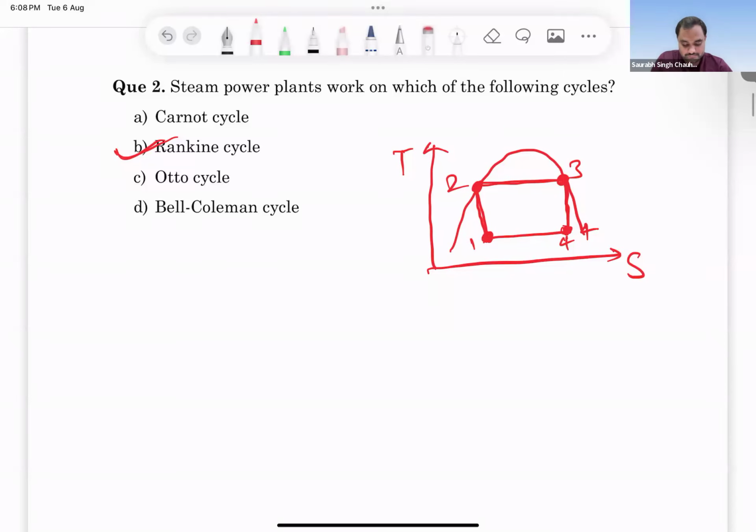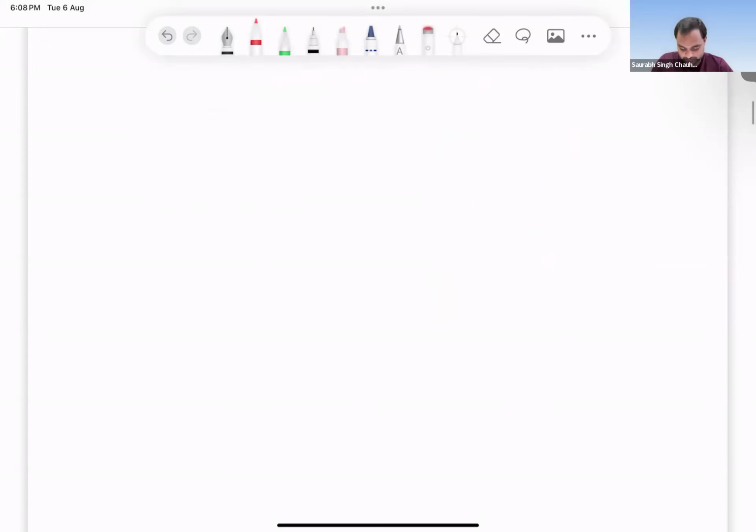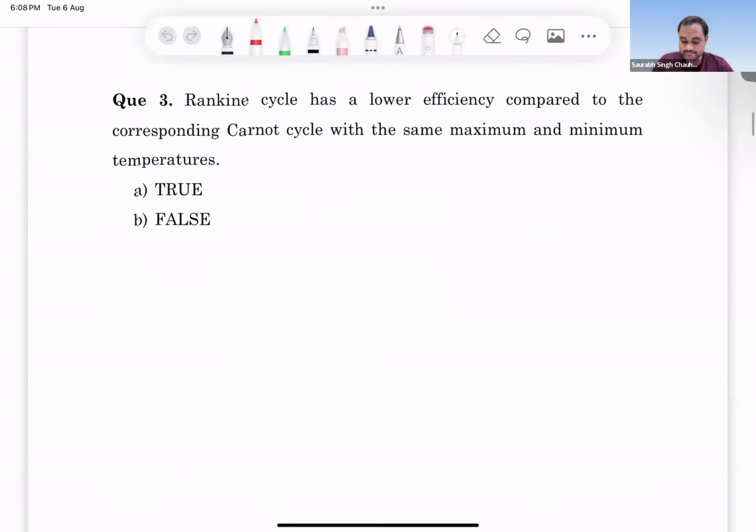Question number 3. Rankine cycle has a lower efficiency compared to the corresponding Carnot cycle with the same maximum and minimum temperature. So what should be the correct option? We have to tell whether it is true or false.